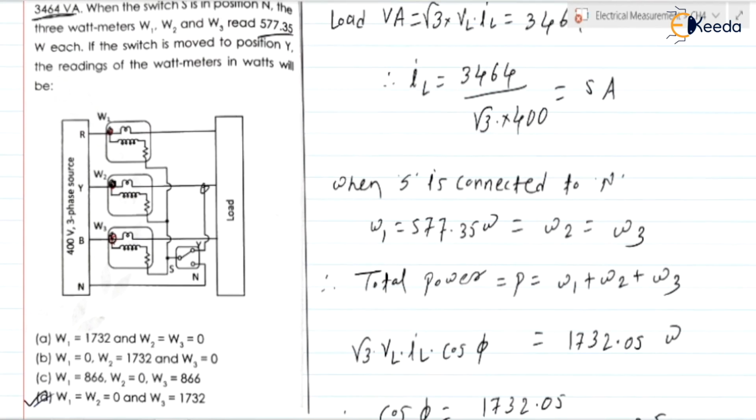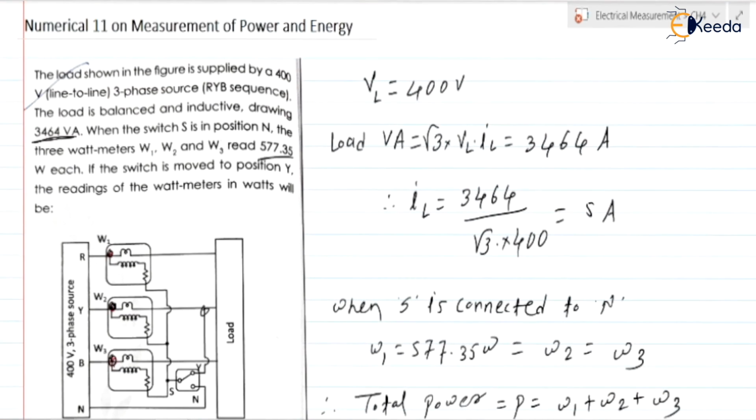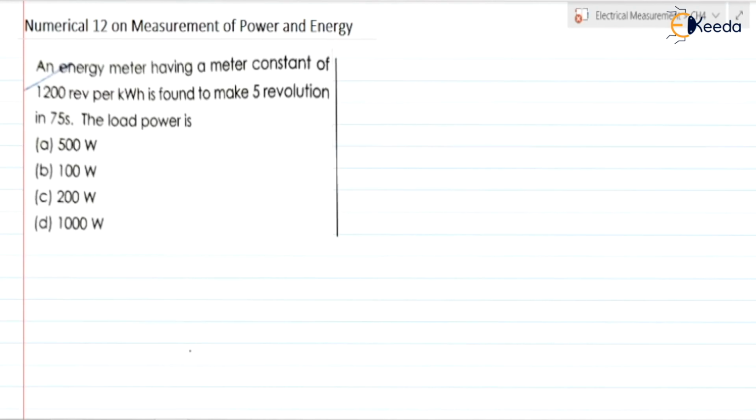Are you getting the point? Here we need to think: when the switch is connected to the position N, what will happen? When the switch is connected to the position Y, what will happen? Okay, friends, this is about numerical number 11. We are going to discuss numerical number 12 on measurement of power and energy.